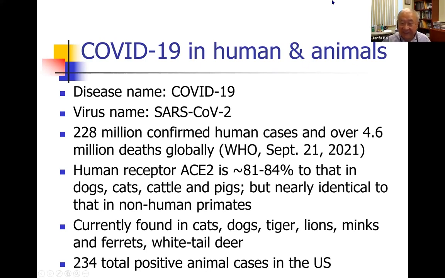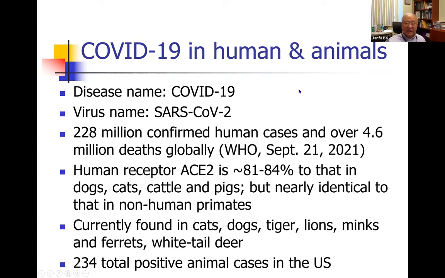As of this morning, I searched the WHO website. We have 228 million confirmed human infections and over 4.6 million deaths globally. So it's really a terrible pandemic.